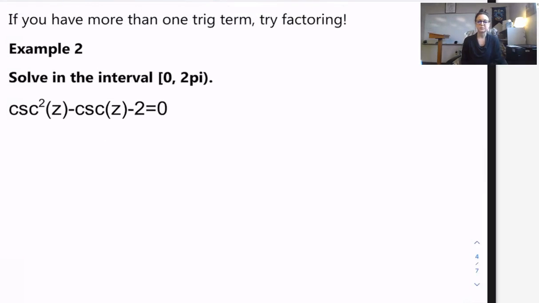Okay, so my little hint here was if you have more than one trig term, which you see I've got a trig term here and here, try factoring, okay? So kind of like when we were doing trig identities, let's think about that in algebra terms. How you would see it in algebra would be like x squared minus x minus 2 equals 0, and we could factor that as x minus 2 times x plus 1, right? And then we could set each factor equal to 0 and solve for x from there. So very similar, but instead of x, I have cosecant of z, okay?